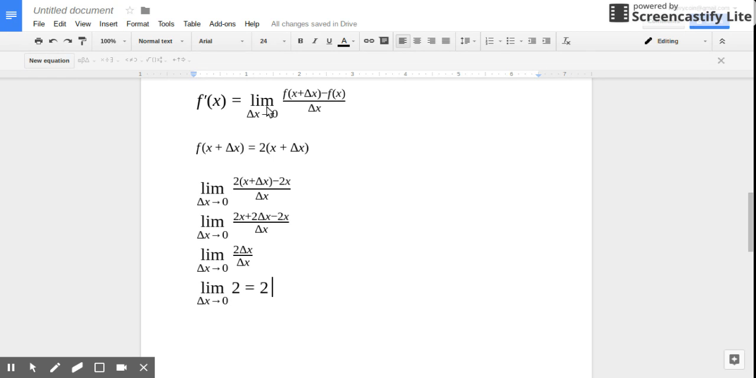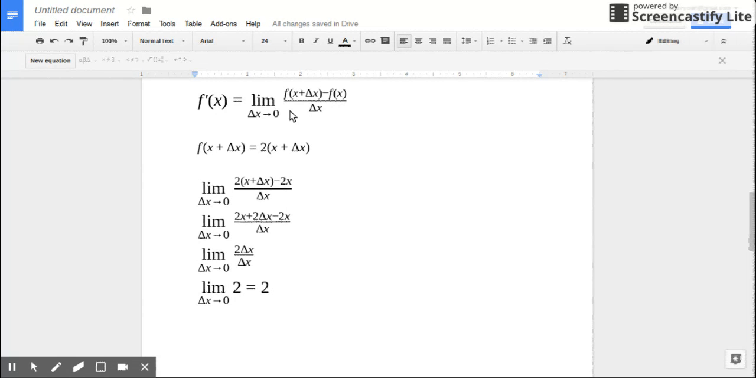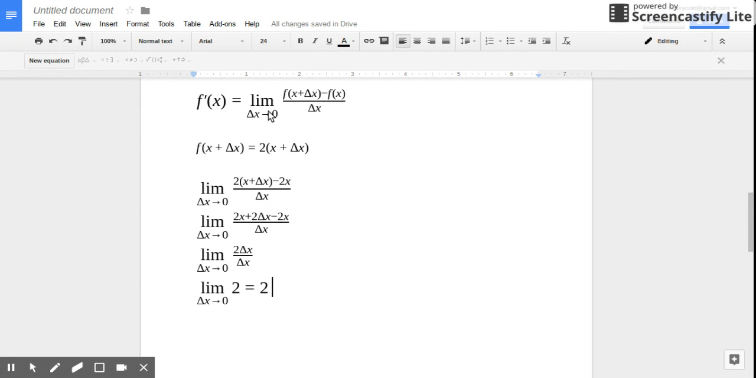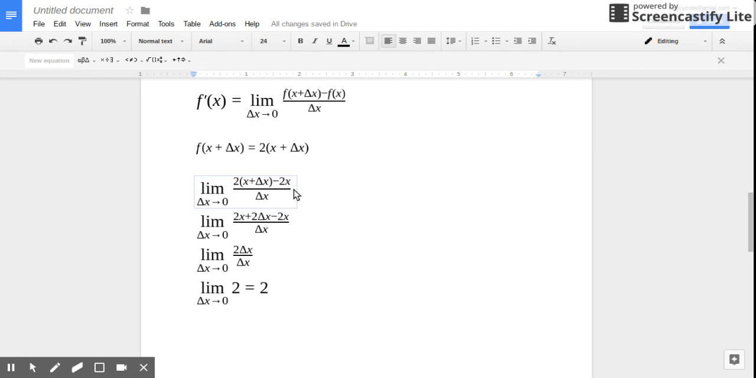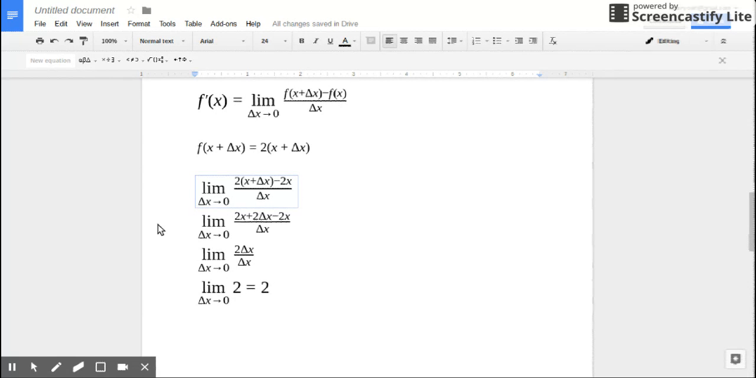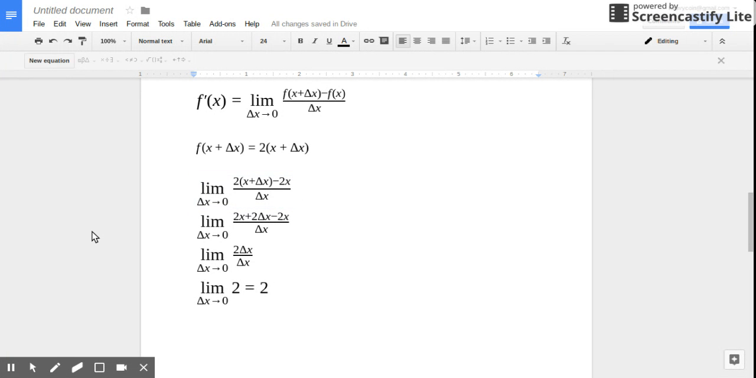So what did we figure out? We figured out all this right here is equal to 2. See that? This whole thing right here is equal to 2. Maybe we should just write that in up here so it doesn't look too confusing. Write it in, is equal to 2.